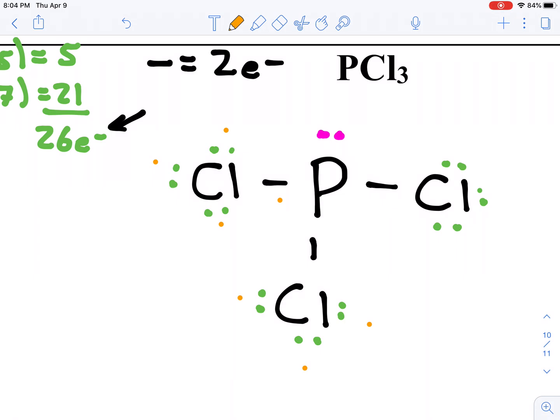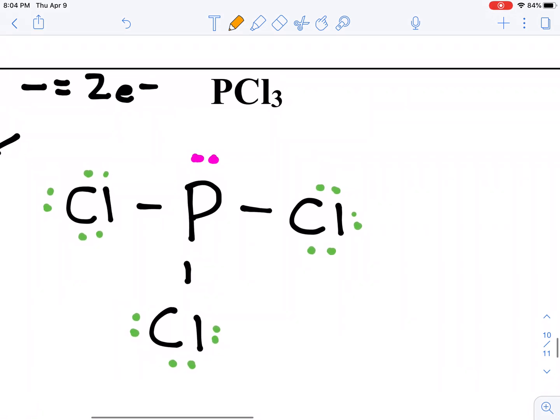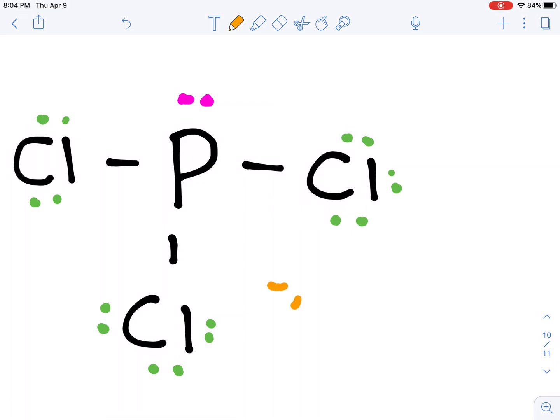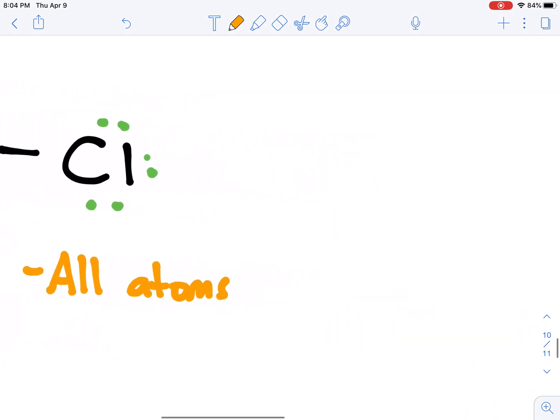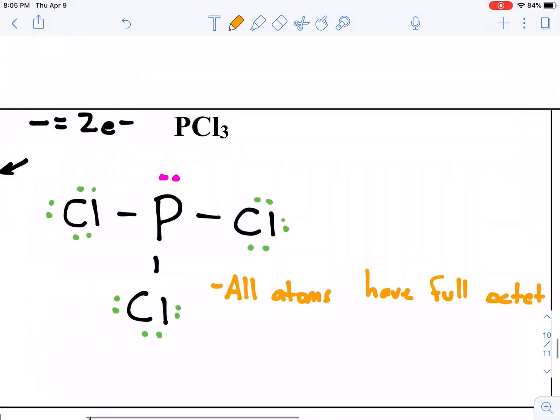How do you know that your Lewis structure is done? And this is a really important point for a lot of people. There are 2 things you need to check. So I'm going to draw them just down here in the corner for us so we're aware of them. Number 1, do all atoms have a full octet? And ours do, right? So all the chlorines have a full octet, they all have 8, and this phosphorus has 2, 4, 6, 8, because every bond counts for 2. So that's true, that's good, we've fulfilled that rule.